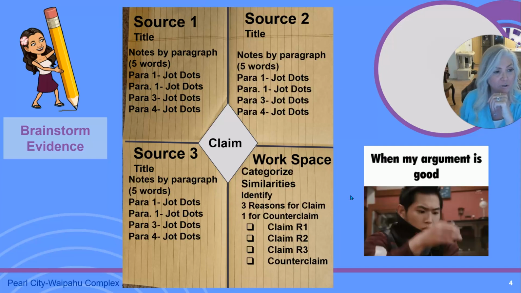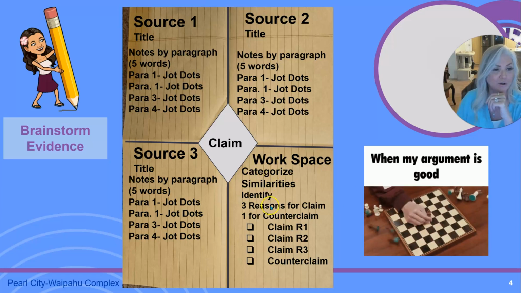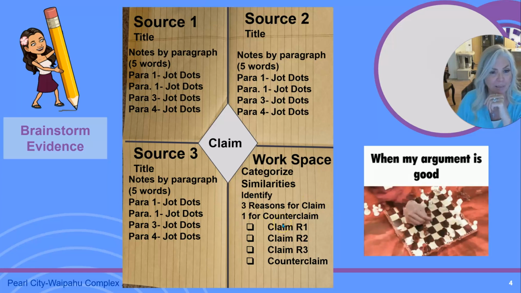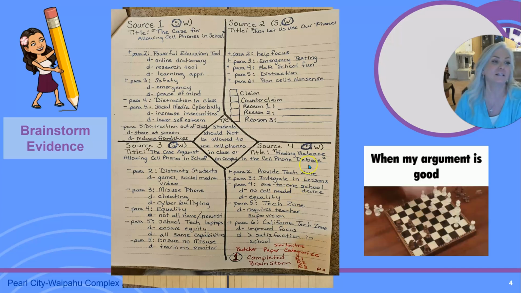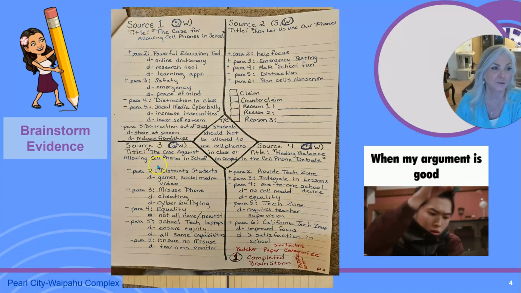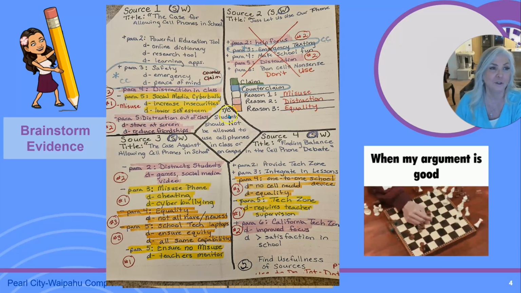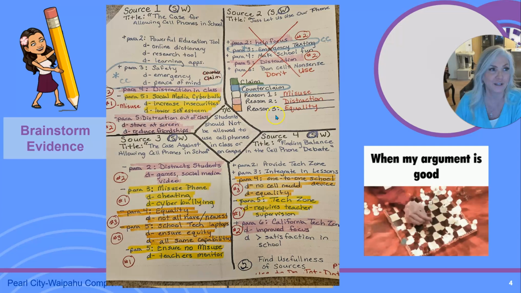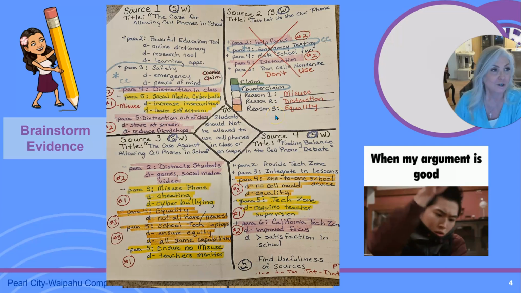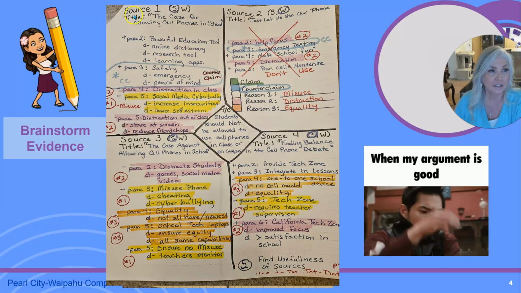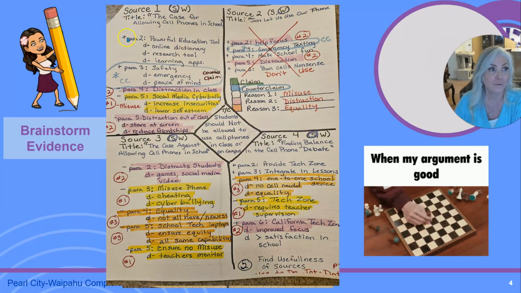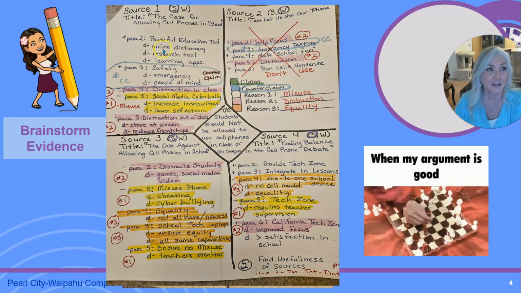So now we have our title and our notes, and then our workspace here, we're going to categorize what is going to be our 3 reasons for our claim and our 1 reason for the counterclaim. So here's an example where we have source 1, source 2, source 3, and source 4 all listed on here. As we went through, we found that one was a student blog, so that became no longer a viable source, so we got rid of that one. And after we took our notes with our jot dots, notice that we put the title of each one of our sources on here, and then we put if it was for or against with the little plus or minus, that we categorized after we took notes.